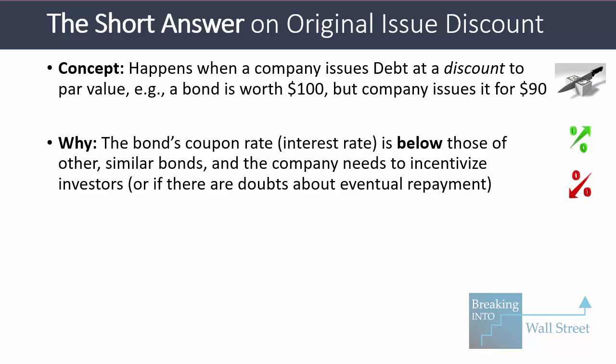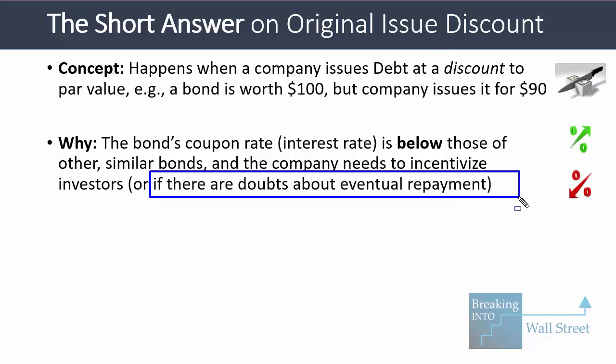Usually this happens because the bond's coupon rate or interest rate is below the rates of other similar bonds, and the company needs to do something to incentivize investors to buy it, even though they could be earning higher interest elsewhere. Now, this could also happen if the company's credit quality is somewhat questionable and investors have doubts about its ability to eventually repay this bond as well.